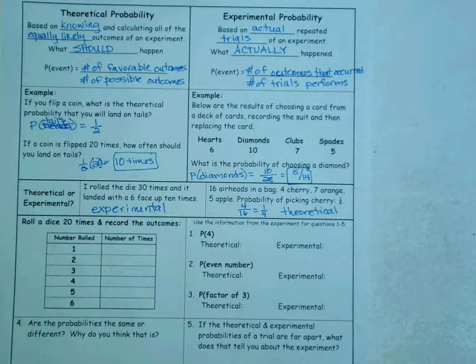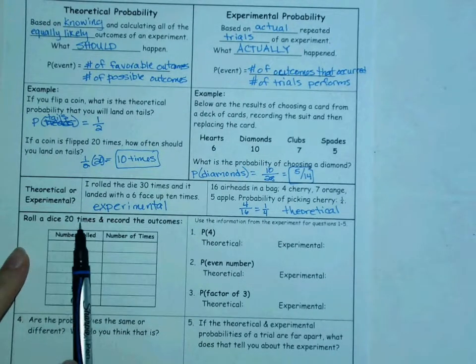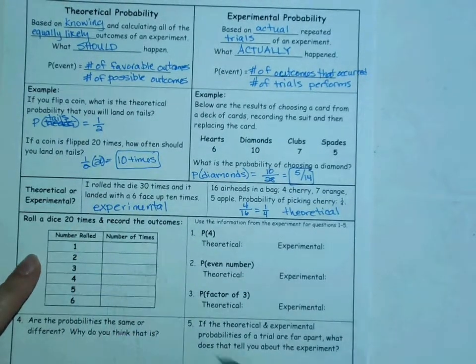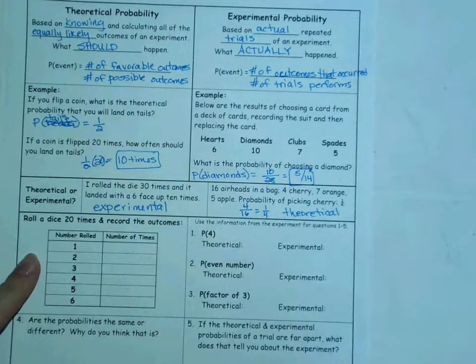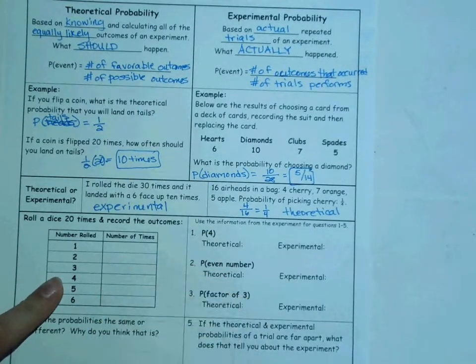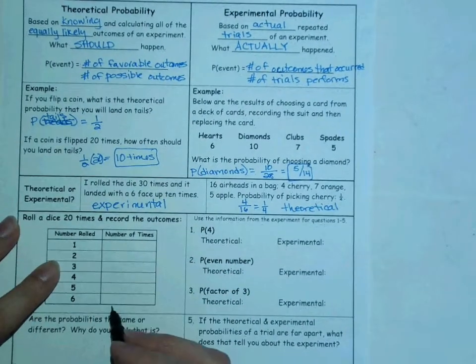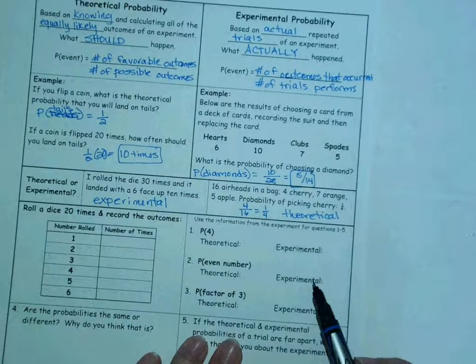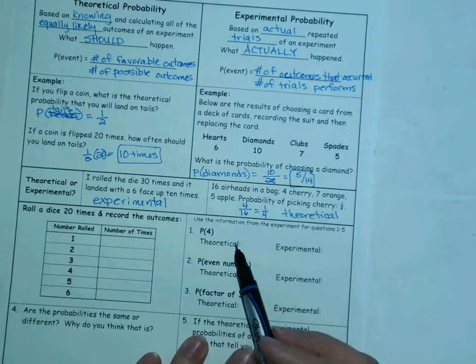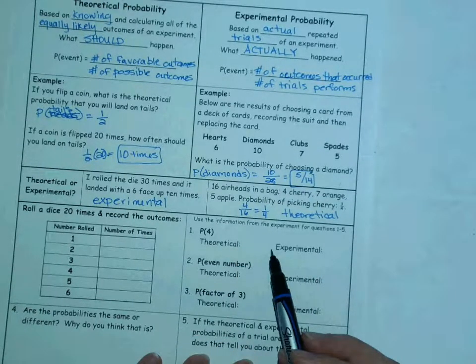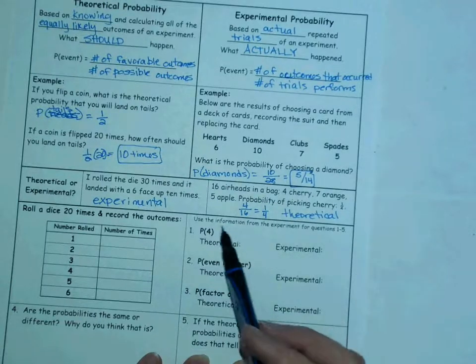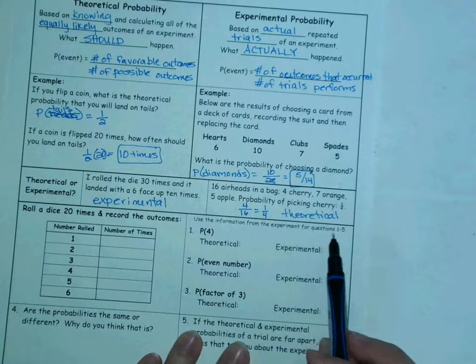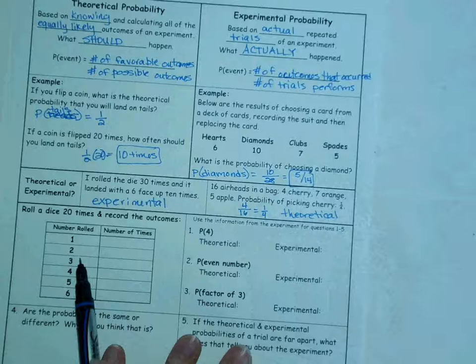So what I want you to do right now is you're going to get a chance to roll a die 20 times and record your trials. So every time you roll a 1, you record a 1. Just do your tally marks. So do that 20 times and record your tally marks. Then over here, use the information from the experiment for questions 1 through 5.